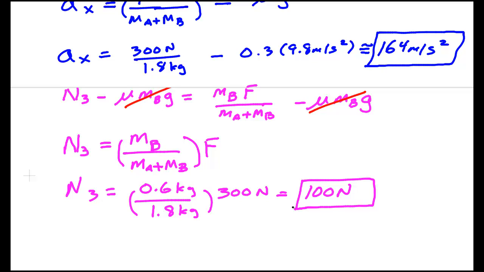And like I said, it's completely independent. It would be the same answer regardless of the coefficient of friction between the blocks and the surface they're sliding on, even if in fact they were frictionless. All right, that finishes this particular example.